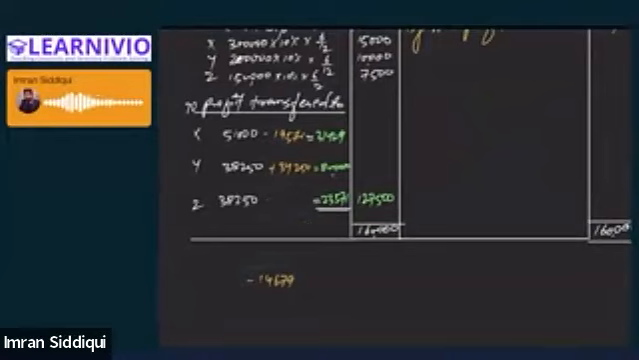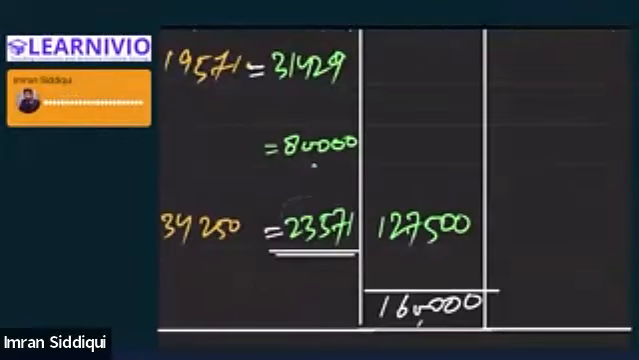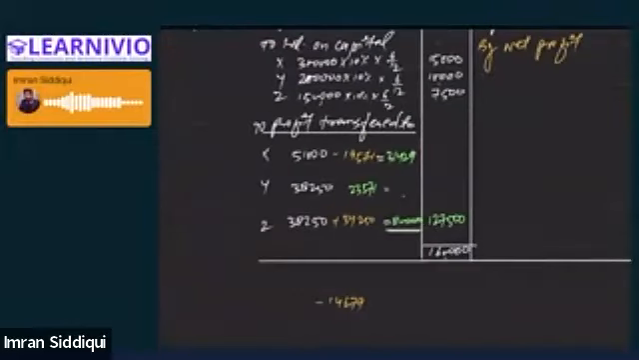See, after distributing this 1,27,500 among all the partners, the partners will be getting 51,000, 38,250, and 38,250 respectively. But since Z was promised to get at least 80,000, there arises a deficiency. There is a deficiency of 34,250 rupees. All right. So what we need to do, just a moment, let me correct it.